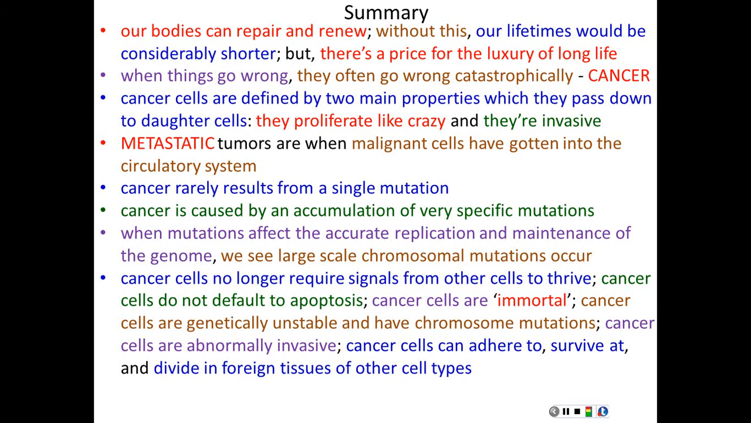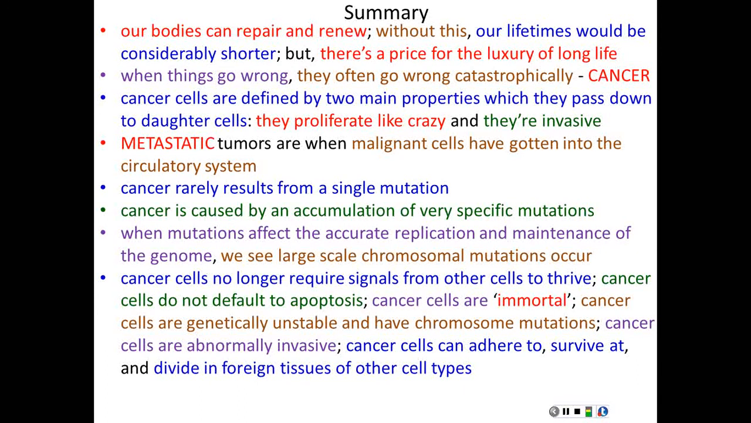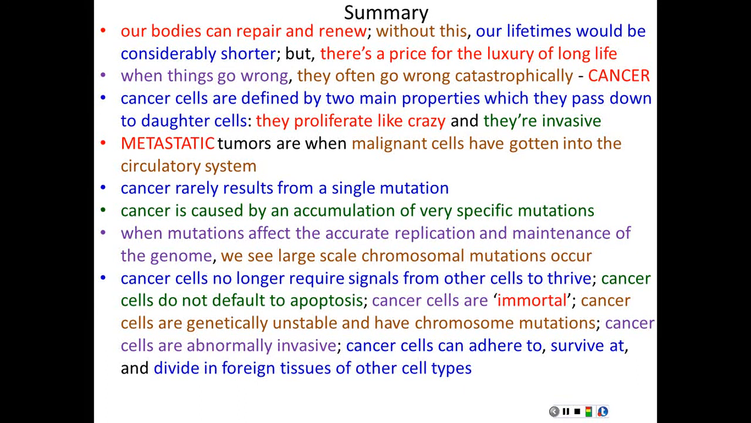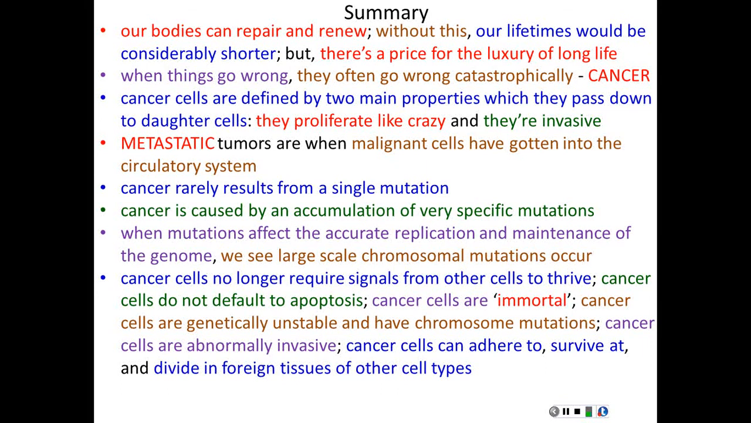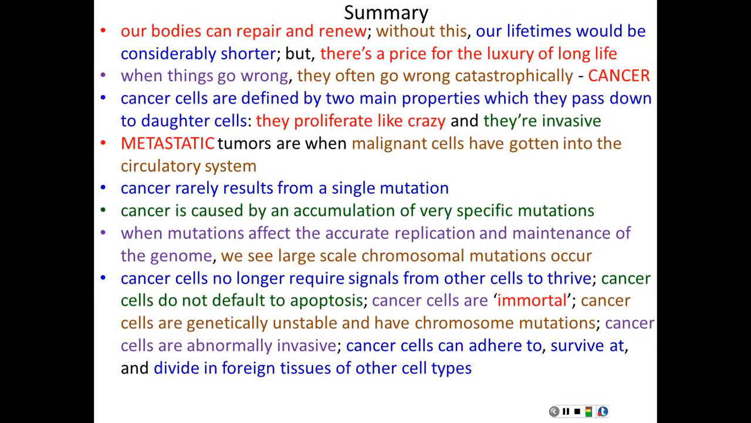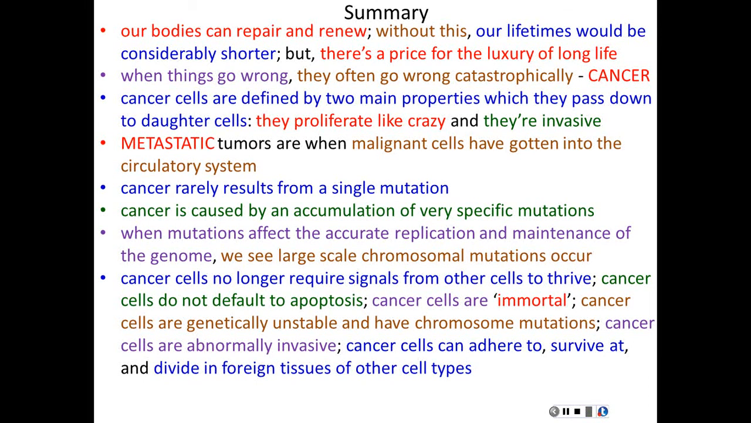Cancer cells no longer require signals from other cells to thrive. This makes them deaf to the control of the larger cellular communities. Cancer cells do not default into apoptosis. They will not self-sacrifice for the greater health of the organism. Cancer cells are immortal and never stop cycling through the cell cycle. Cancer cells are genetically unstable, and as a result pick up chromosomal mutations at a much higher rate than normal healthy cells.